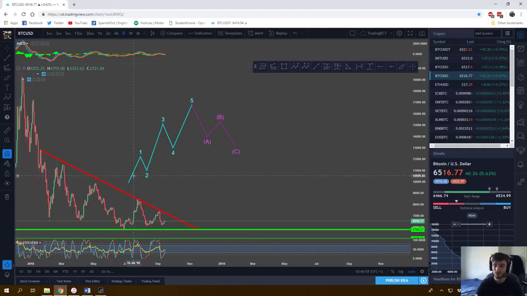Okay, so this is all to do with fractals, everything is subdivided into itself. So here you would have 1, 2, 3, 4, 5. Here you would have 1, 2, 3. Here you'd have 1, 2, 3, 4, 5, and so on. So you have Elliott waves within Elliott waves within Elliott waves, reoccurring, depending on the time frame you're looking at.